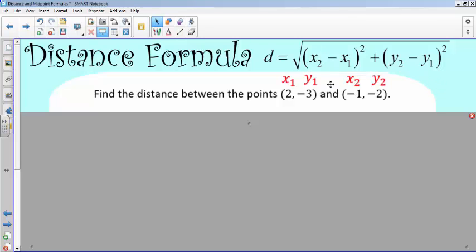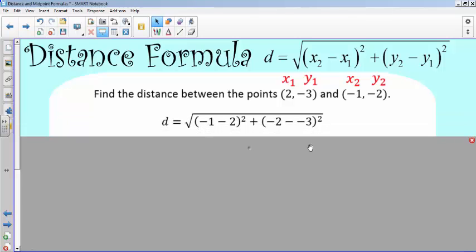So all we have to do is in place of the x2, we put our x2, which is -1. In place of the x1, we're going to put 2. And then in place of the y2, I come and I see my y2 is -2. And then we're going to have minus y1, which is -3. So once you plug in the values, you should have something that looks like this. Once you have that, what we want to do is work on simplifying.